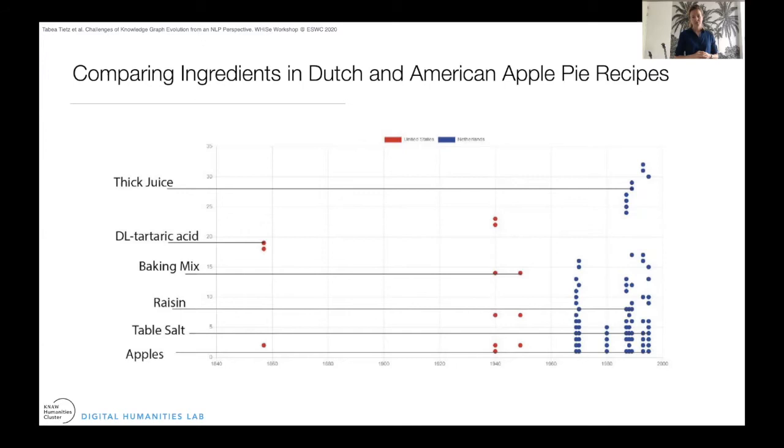So most recipes contain apples. That's good, because we were looking at apple pie recipes. Some Dutch recipes contain raisins, which we don't find in the American recipes. There's some salt in there as well. The Americans have baking mix. And some tartaric acid. I'll get to that in the next slide.